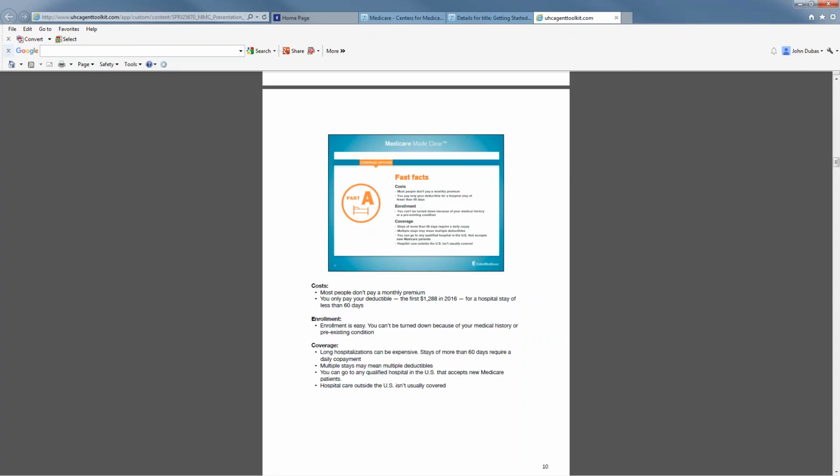The enrollment in it is easy. You can't be turned down because of medical history or pre-existing condition, and it has some caveats that we need to be aware of. Long hospitalizations can be expensive. Stays of more than 60 days require a daily copayment that goes up, and multiple stays in the hospital may mean multiple deductibles. It's not an annual deductible, it's a per stay deductible based on when you go in and out of the hospital. And you can go to any qualified hospital, however, in the United States that accepts new Medicare patients.